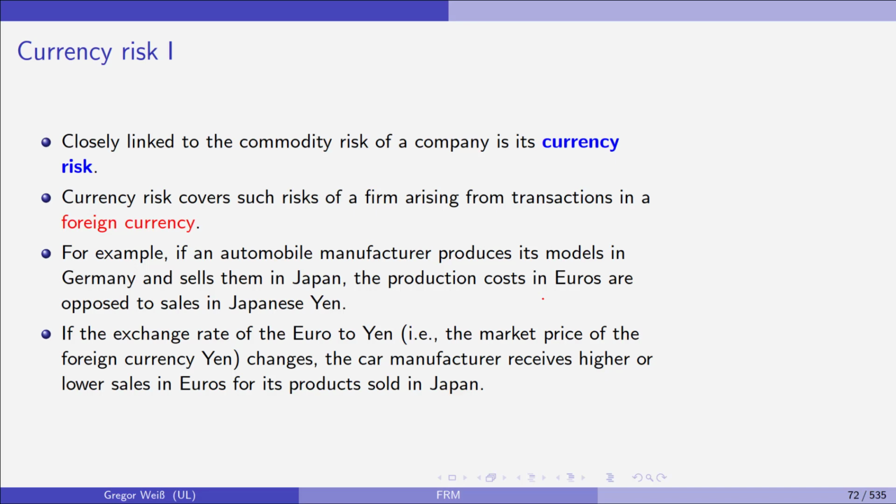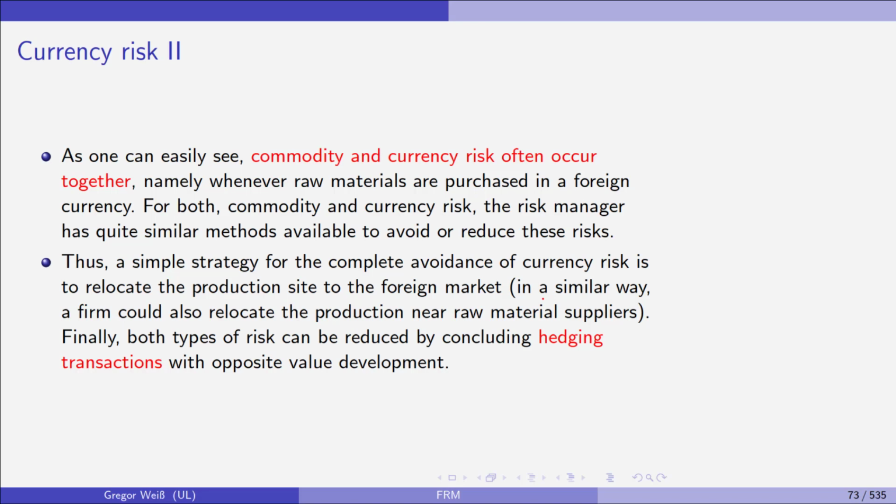For example, if you have an automobile manufacturer that produces its models in Germany and sells them in Japan, the production costs are in euros and they are opposed to sales in Japanese yen. So if the exchange rate of the euro to yen, in other words the market price of the foreign currency yen, changes, the car manufacturer receives higher or lower sales in euros for its products sold in Japan. As one can easily see, in many cases, not always, commodity and currency price risk often occur in tandem.